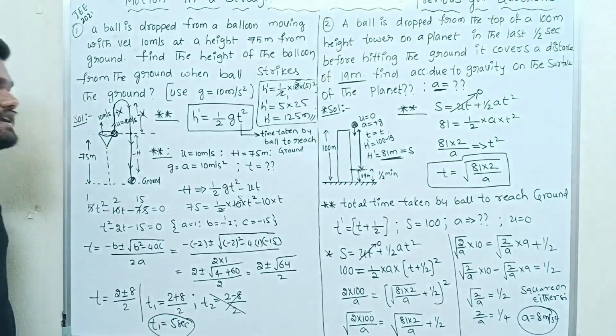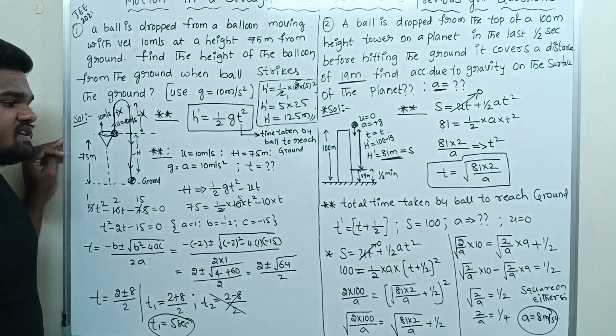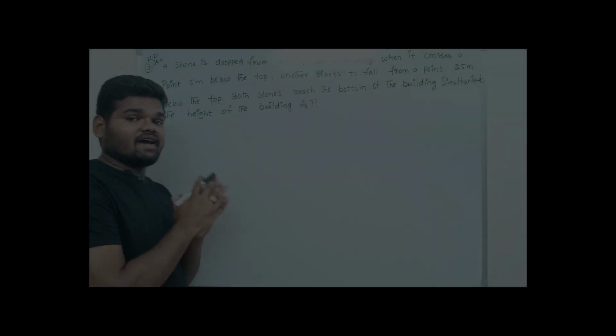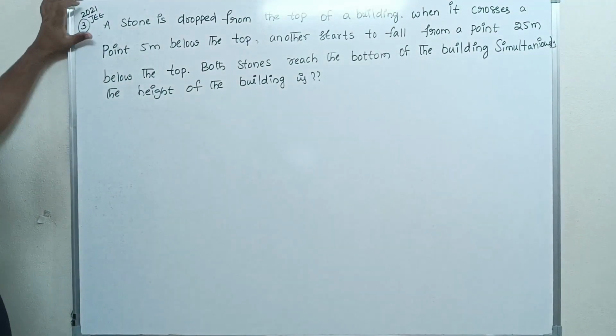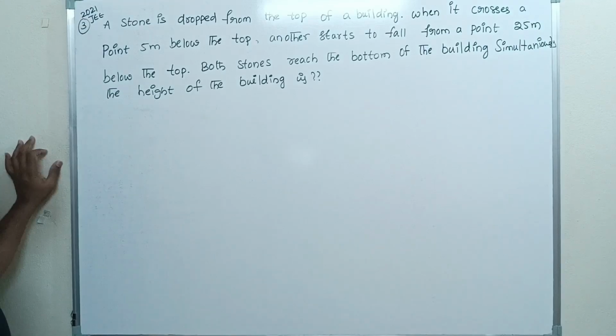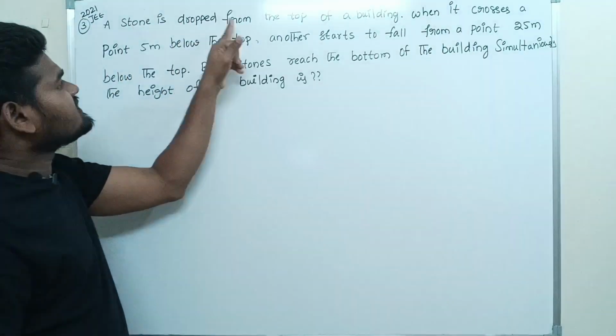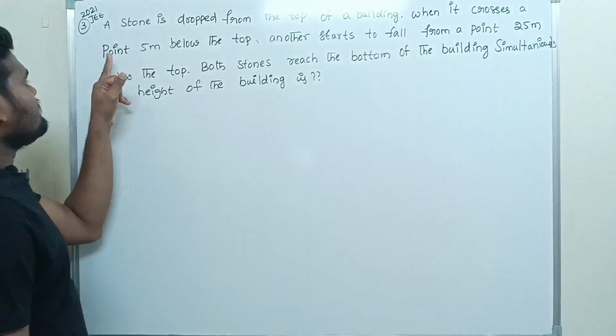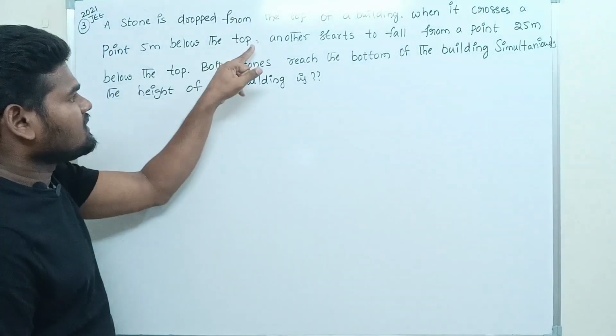Are you getting? Right. So pause the video and write the solution. 3, 2, 1, go. Alright, so have a look. Third question. This is also a JEE Mains 2021 question. What is given? A stone is dropped from the top of a building, and when it crosses a point 5 meters below the top.